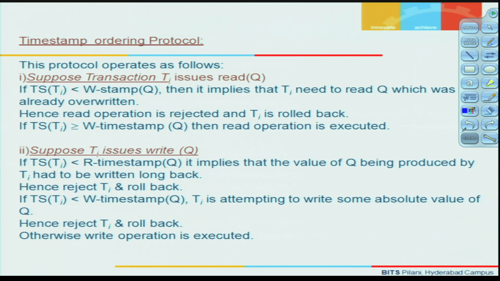Now let us see what happens if a transaction Ti issues a write operation. Suppose the timestamp of Ti is less than read timestamp of Q. Now the Ti is trying to write and we should look at both read and then write timestamp.